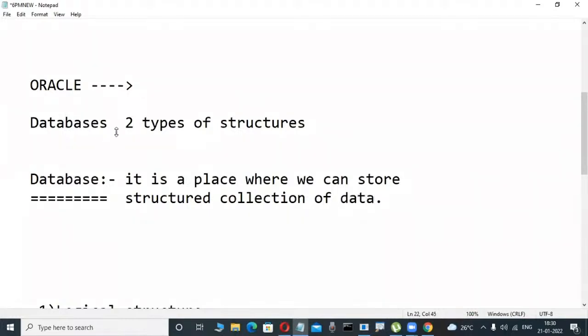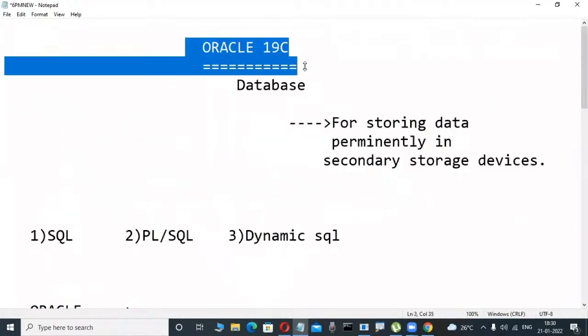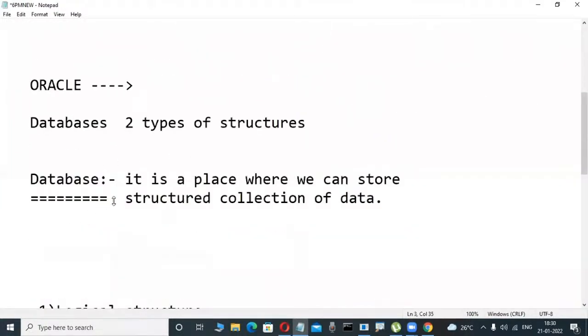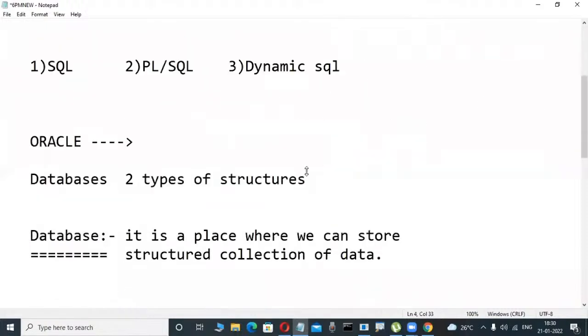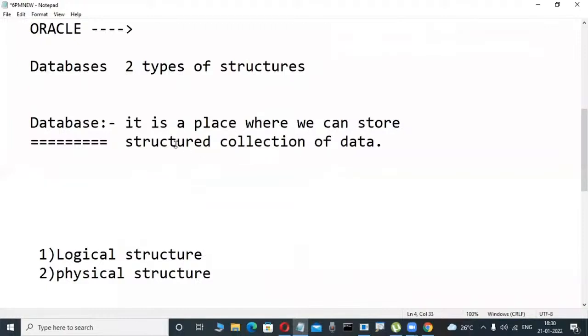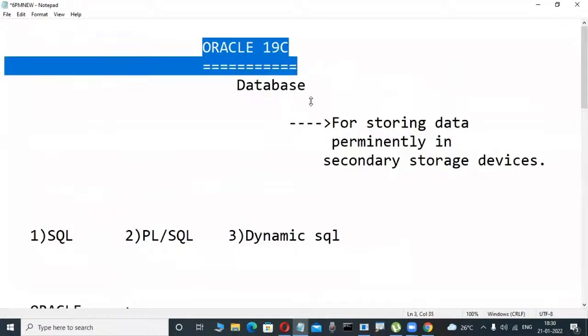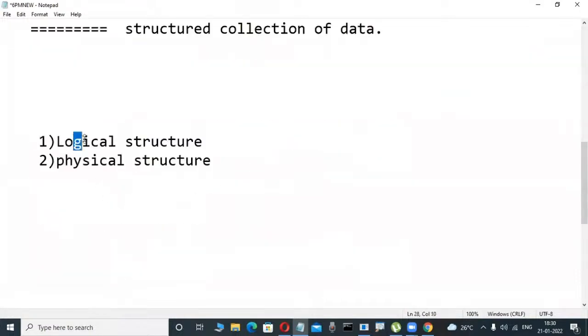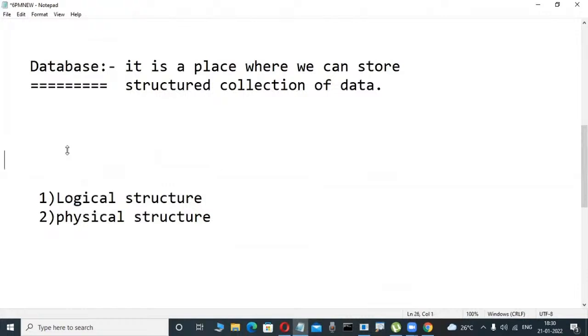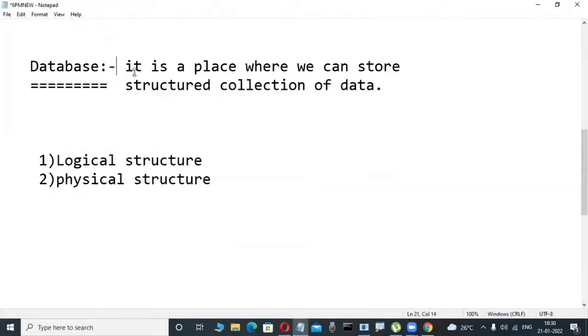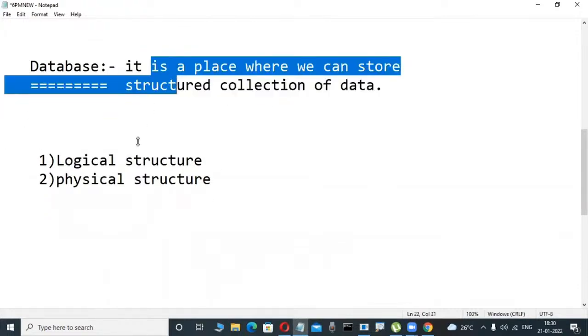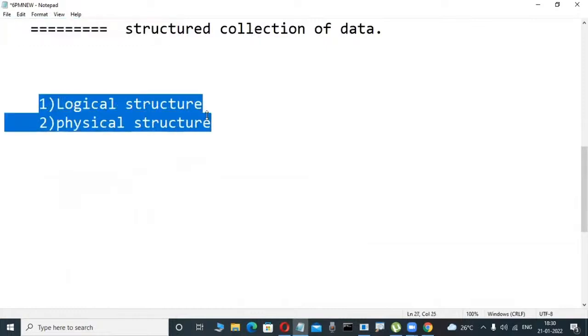Observe here. Actually, whenever we install Oracle or any relational database software, what is a database actually? It is a place. Whenever we install this type of software, automatically some place is reserved in the hard disk. In that place only, we can store a structured collection of data. But whenever we install these softwares, two types of structures are there. One is the logical structure, another one is the physical structure. I am not explaining this definition today; you will understand one of these days. First, two types of structures are there.